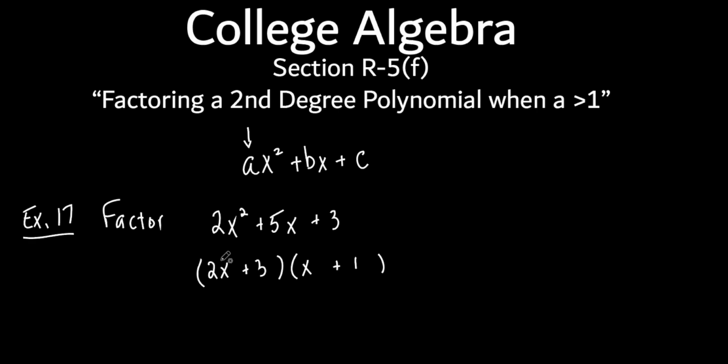Yeah, do the FOIL. That's right. So 2x times x is 2x squared. So far, so good, right? What about the outside and inside? The outside would be what? 2x, and the inside would be 3x. What's 2x plus 3x? It's 5x. So that does work, doesn't it?